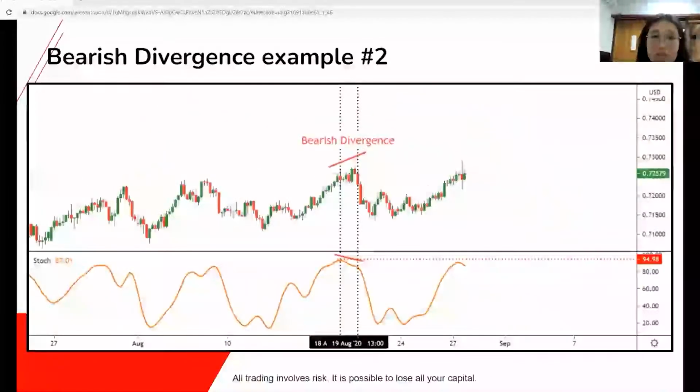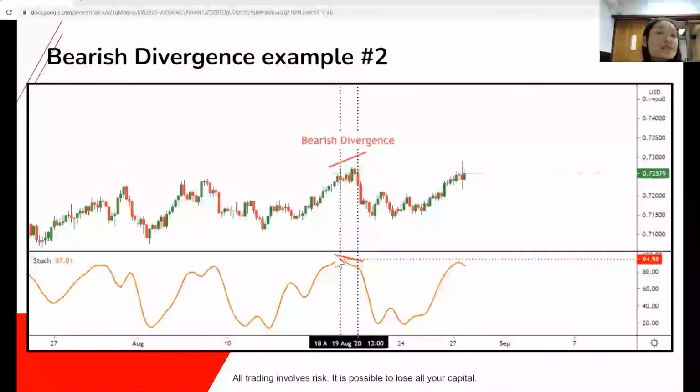Okay, let's move on to our next example. For this example, we have a bearish divergence. If you take a look at the points that I've marked out, from here to here on our price chart, we have price making a higher high.